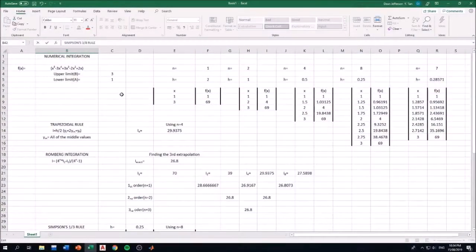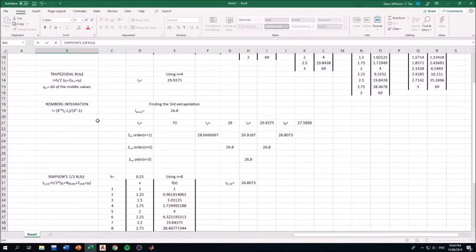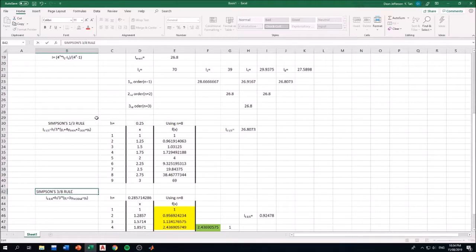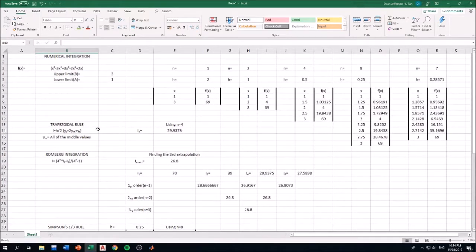Hello everyone, today I would like to talk to you about numerical integration using four different methods. First one is trapezoidal rule, second is Romberg integration, third is Simpson's 1/3 rule, and last, Simpson's 3/8 rule. So, the very first step we have to do is to get the n or h of each one.